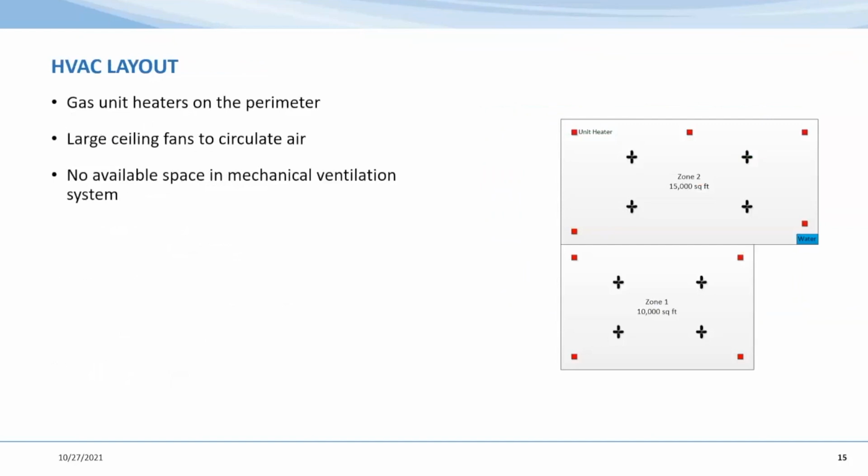So looking at the HVAC layout, this example has no additional space for mechanical ventilation. This could also be true of naturally ventilated facilities, where we have to look at something that can't go in a duct or an air handler just based on space constraints. Looking at this specific example, it has fans throughout the room to help promote the circulation that we talked about, and then gas heaters as needed for winter conditions.